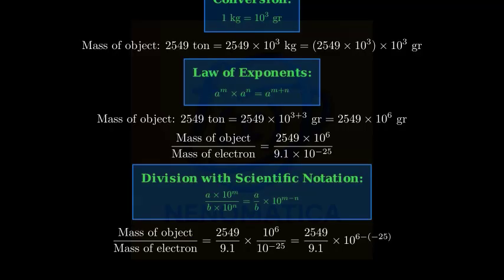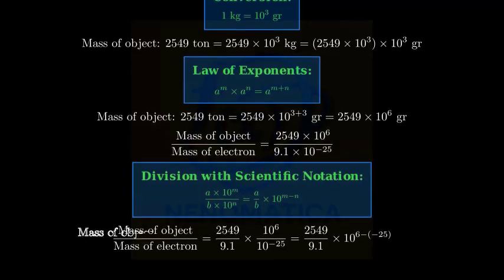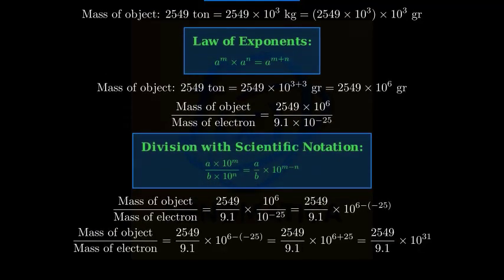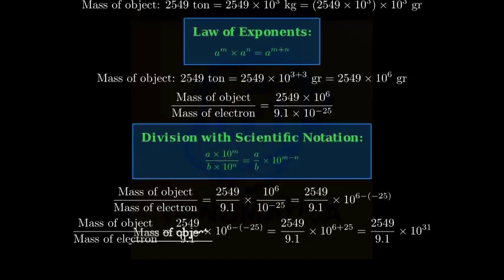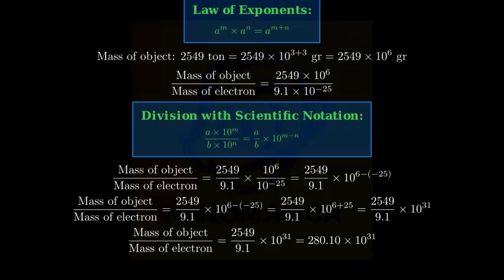For the coefficients, we divide 2,549 by 9.1, and for the exponents, we subtract -25 from 6. Now, we simplify the exponent calculation. 6 minus -25 equals 6 plus 25, which gives us 31. Let's calculate 2549 divided by 9.1. This gives us approximately 280.1.